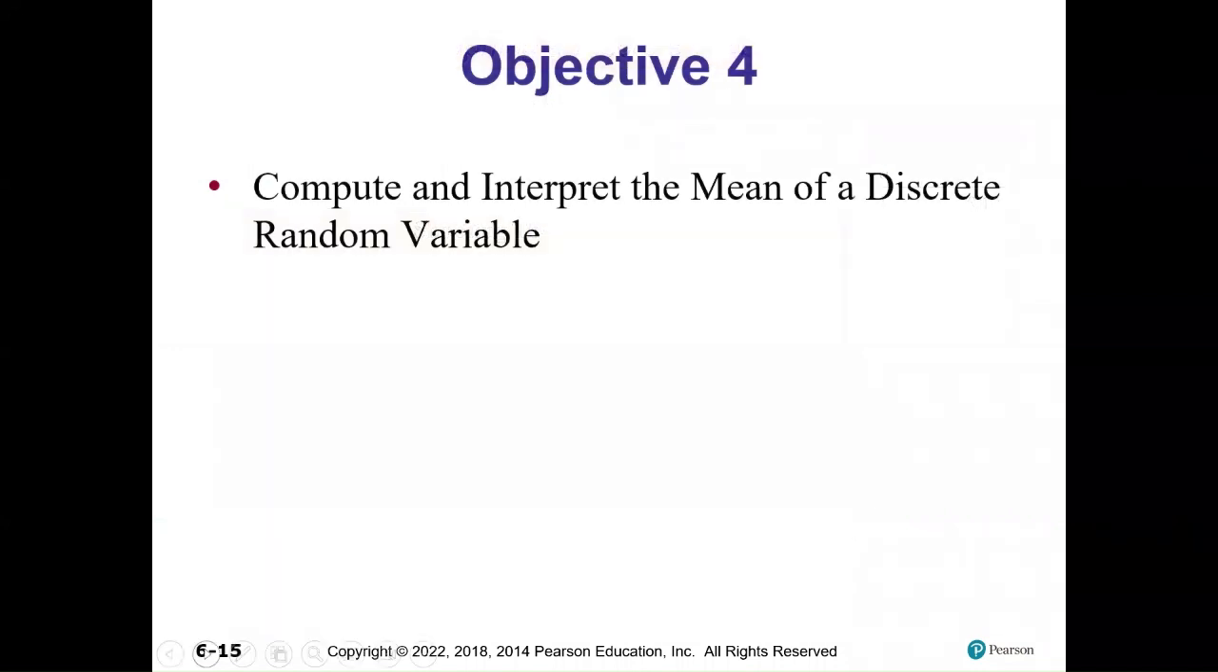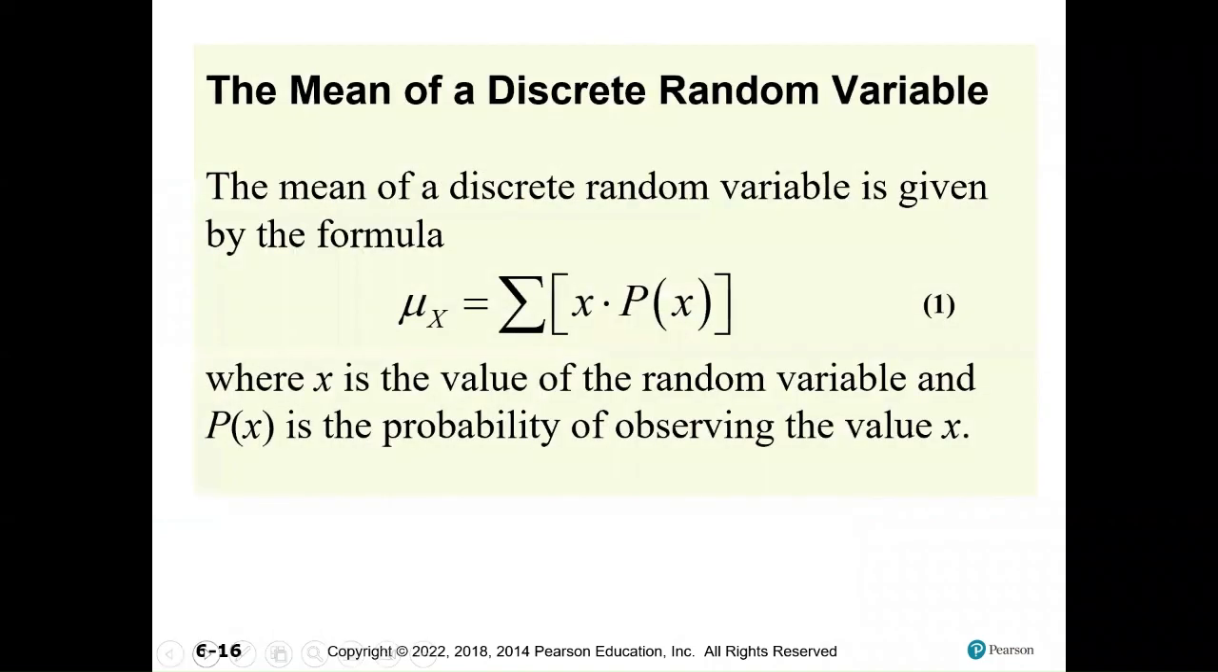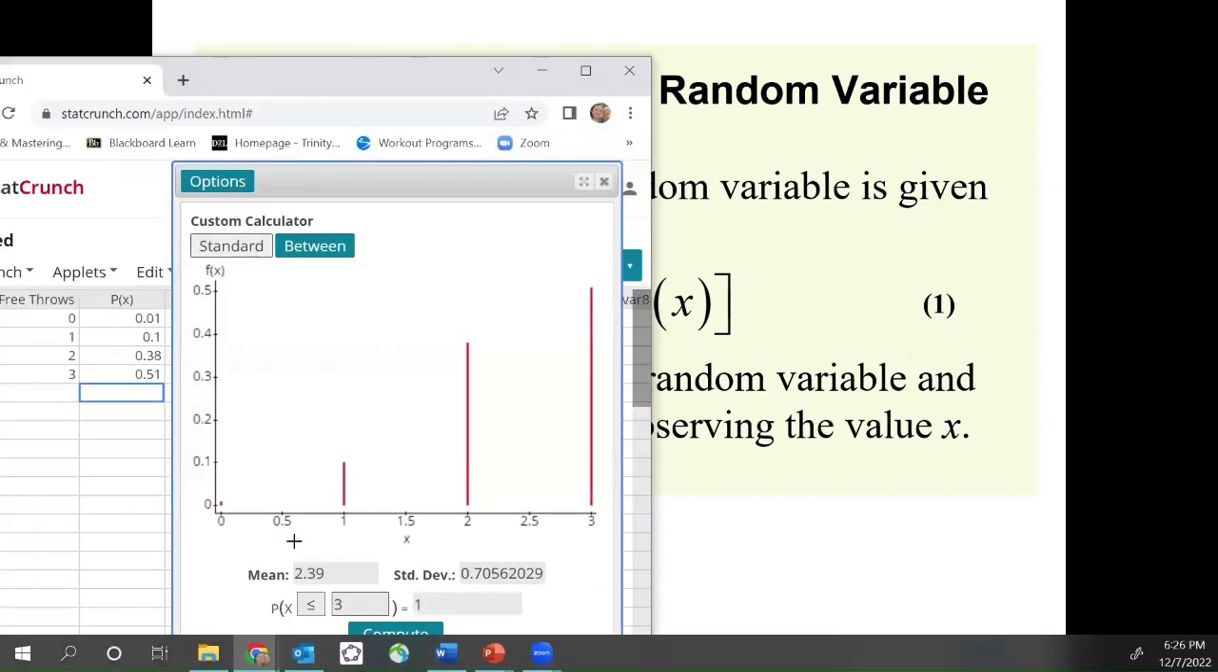So now let's calculate the mean of our random variable. The mean of our discrete random variable is found by the formula: mu sub x is the sum of all of the x's times the probability of those x's. So x is the value of the variable and p of x is the probability of getting that value. And just so you know, StatCrunch did show that to us. It does calculate the mean and standard deviation for us. So I'm going to show you how we can double check that it is correct.